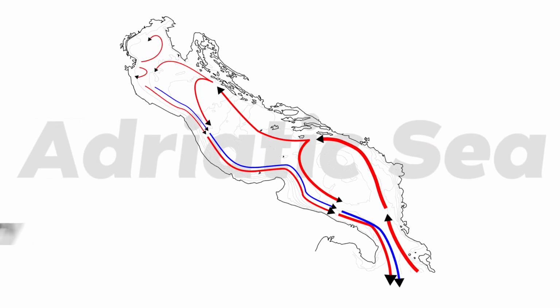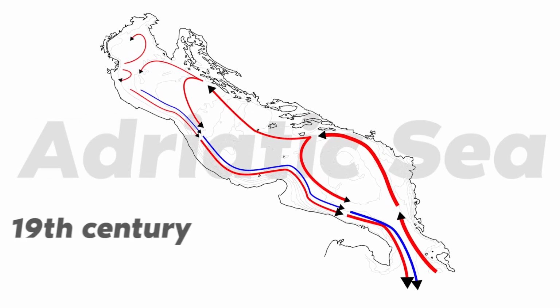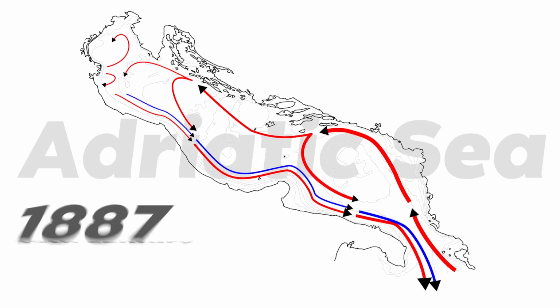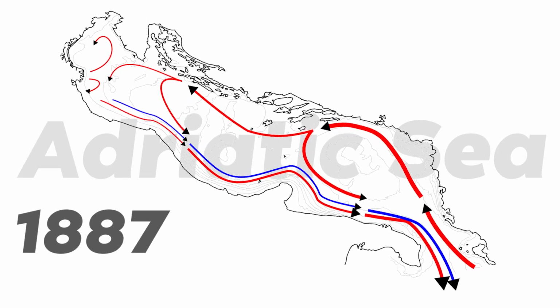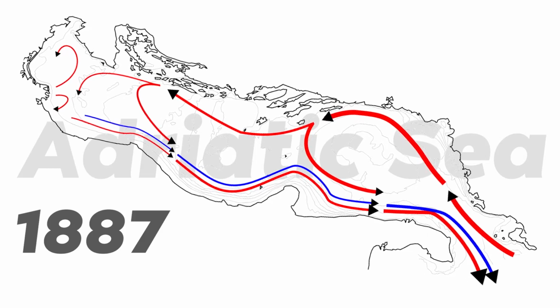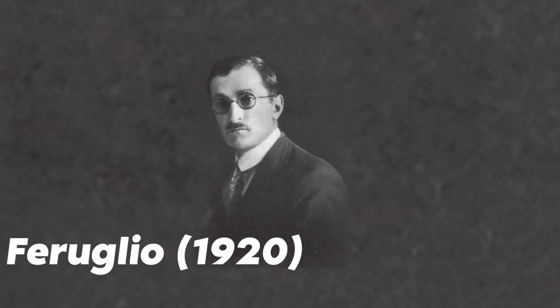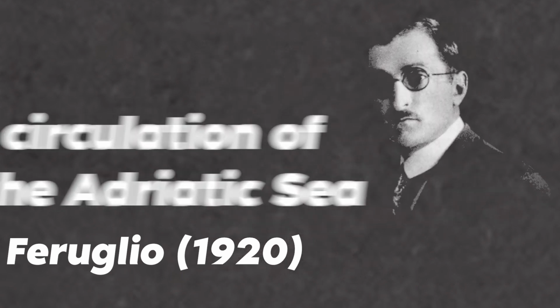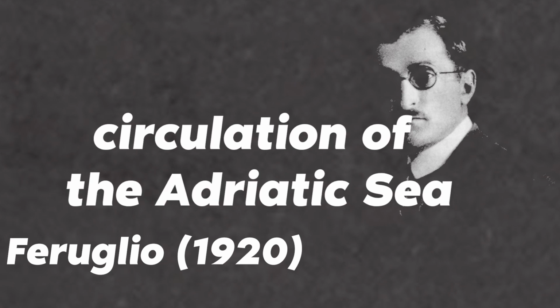The study of Adriatic Sea circulation dates back to the 19th century. In 1887, Wolf and Luksch presented a schematic surface circulation of the Adriatic Sea only for the summer season. In the following years, Ferrolio, 1920, continued this effort, presenting more detailed information on the circulation of the Adriatic Sea.